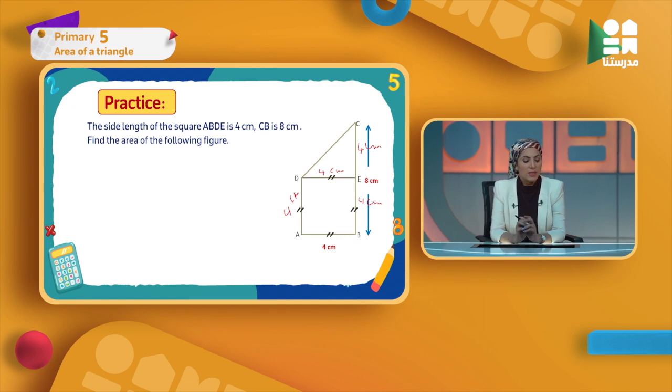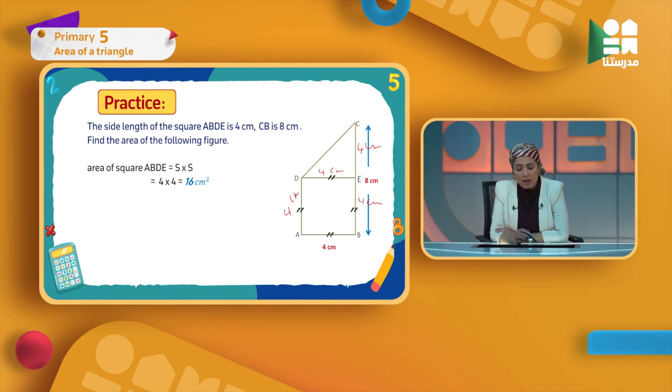Okay, let's start. The area of the square, we said that the area of a square is side times side. Here we said that the length of each side is 4 centimeters. Then 4 times 4 is 16 centimeters squared. So we have the area of the square. Now it's time to get the area of the triangle.